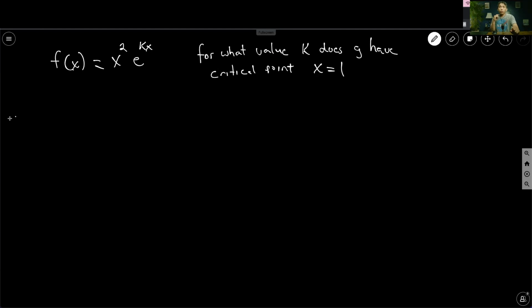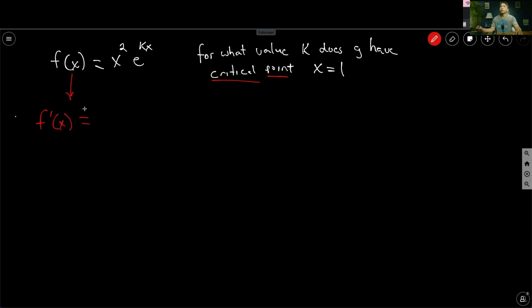So for this problem, we're given f of x is equal to x squared times e to the kx. And they want to know for what value of k does f have a critical point at x equal to 1. So looking at this problem, we have a critical point, and they want to know the value of k. We have a critical point only when the derivative function is equal to 0. So knowing that, we have to take the derivative of this f(x) function. So this becomes f prime of x.